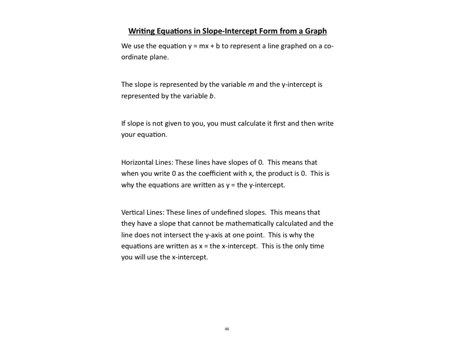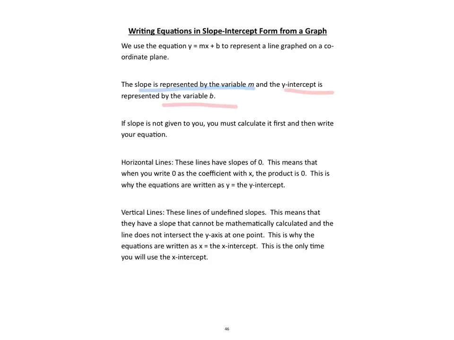Okay, so now that we've done looking at a graph or looking at an equation and graphing it, now we're going to write the equation given the graph. And so we use the same form of y equals mx plus b, that formula that all linear equations are related to. The slope is going to be represented by the m, the y-intercept is going to be represented by the b. We saw that previously when we were writing the equation. But here it is just laid out for you that slope is m, y-intercept is b.